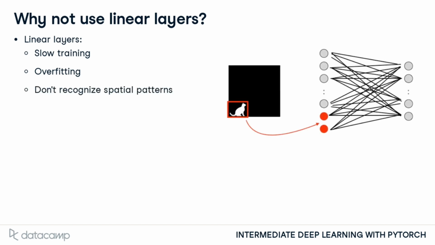Additionally, linear layers don't recognize spatial patterns. Consider this image with a cat in the corner. Linearly connected neurons could learn to detect the cat, but the same cat won't be recognized if it appears in a different location. When dealing with images, a better alternative is to use convolutional layers.